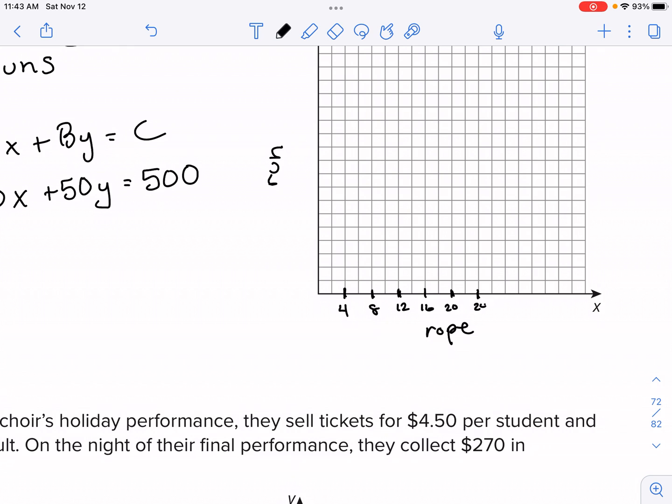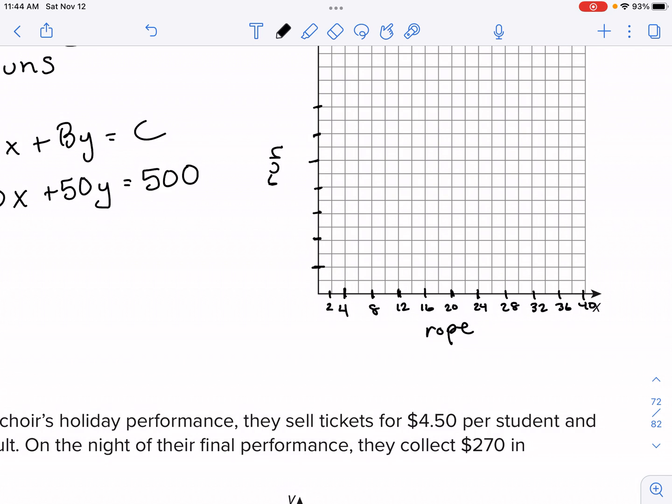20, 24, 28, 32, 36. We'll end up at 40. And then for running, we'll do the same thing every 2 ticks. So we are going by technically 2s here, but I'm labeling every 4, just so it doesn't take us forever to write everything.